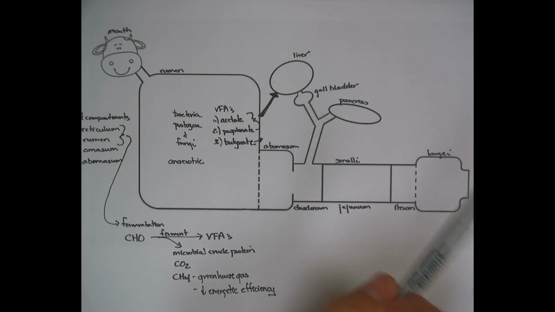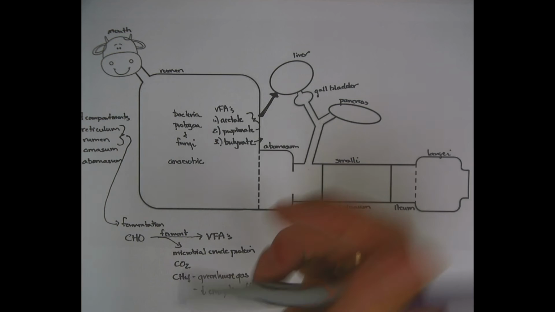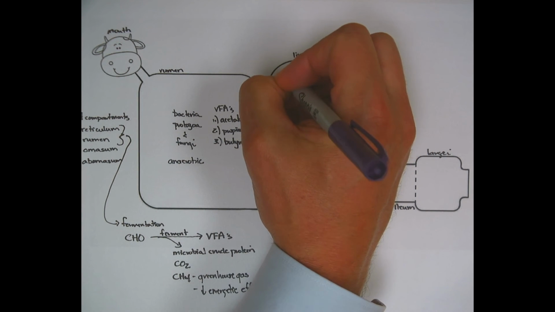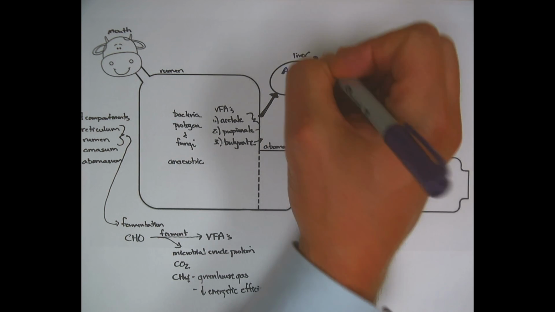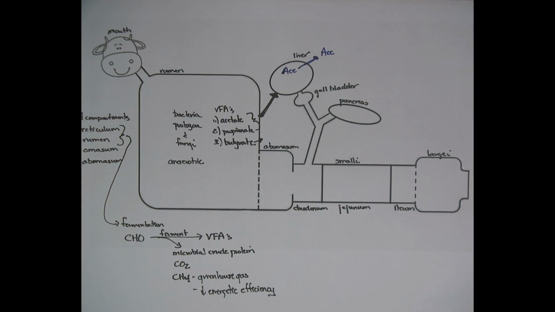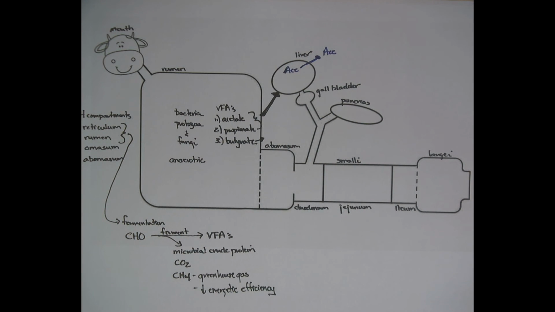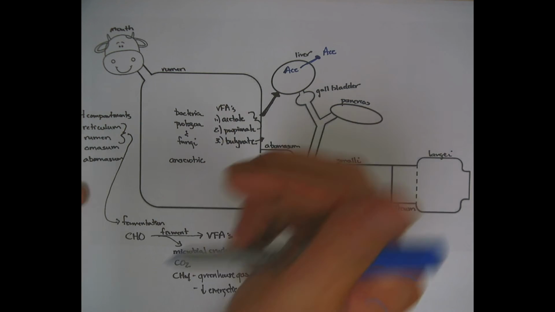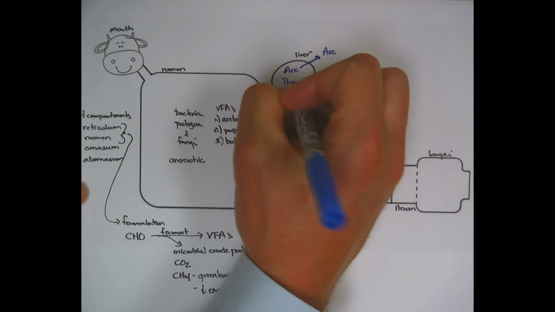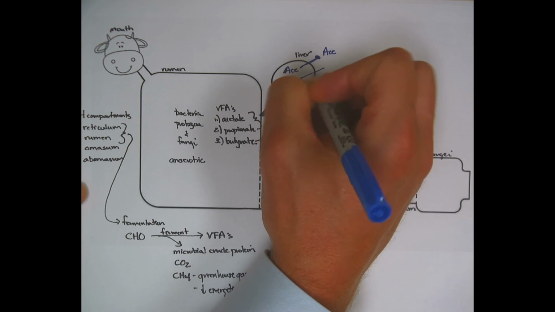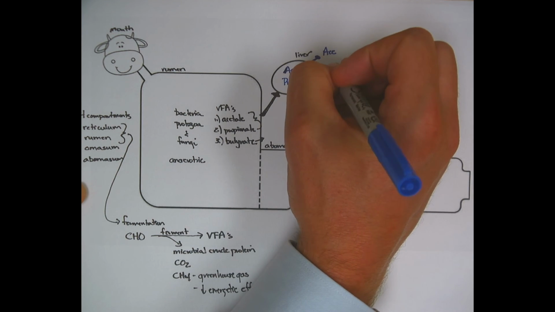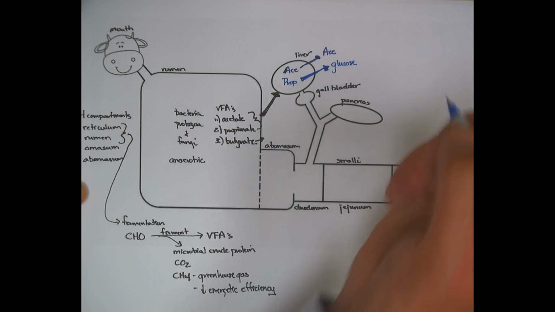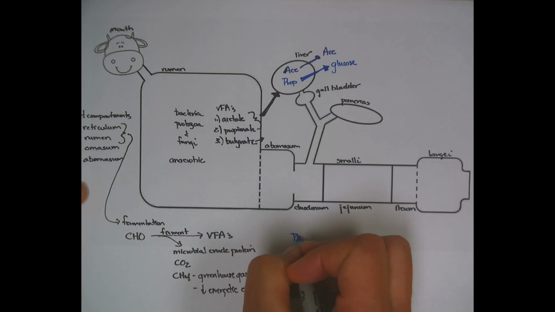When we look at acetate, we use a different color for acetate. We should have switched colors a while ago, but acetate will be purple, and we'll just call it ACE. And we're basically going to release acetate to the peripheral tissues. We'll make propionate blue. And propionate is gluconeogenic, which means you can synthesize glucose from it. So what the liver is going to release is glucose.